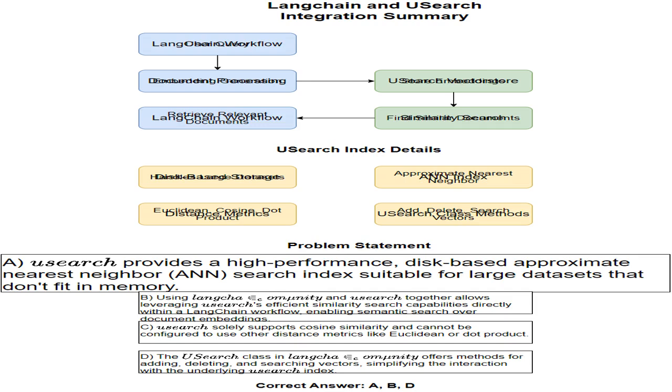This highlights USearch's ability to handle large datasets efficiently. The key here is the disk-based aspect, making it feasible for datasets exceeding available memory. The statement also accurately points out that USearch uses an approximate nearest neighbor index. ANN indexes trade off some accuracy for increased speed, which is very important for large datasets.